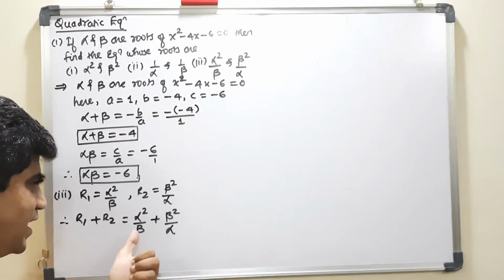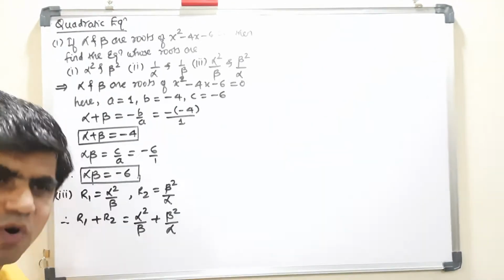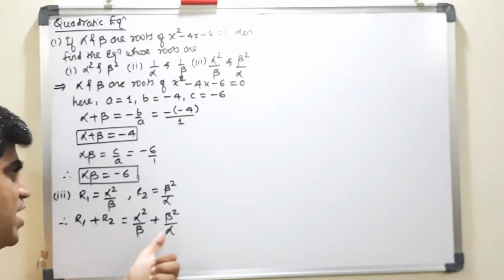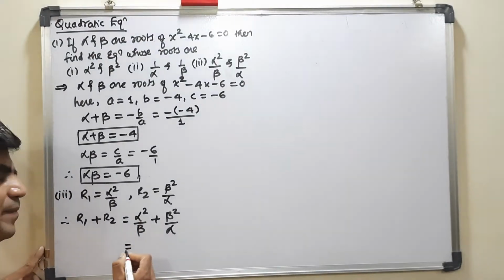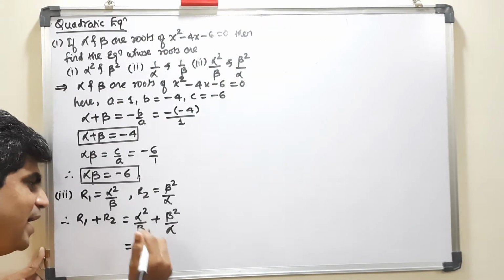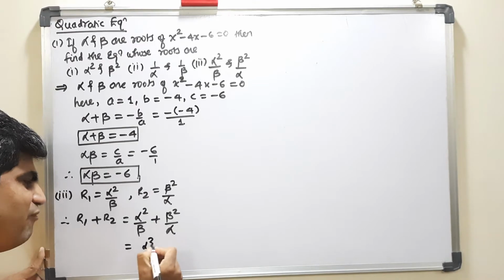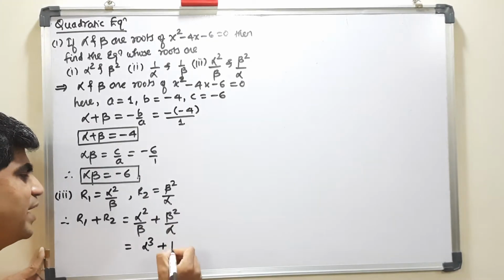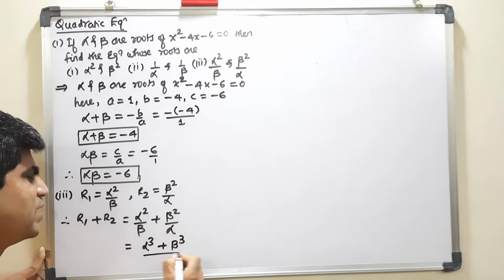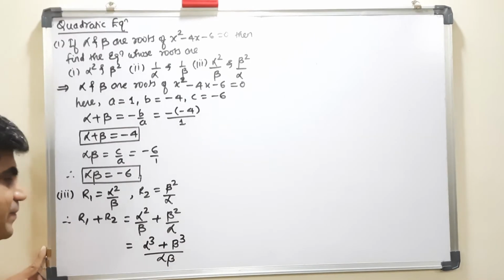Now here you see the denominators are not the same. So if you want to add or subtract, whatever you want to do, you need to make the denominator the same. And to make the denominator the same, you need to cross multiply. So you will get alpha square into alpha, which will become alpha cube, plus beta into beta square, which is beta cube, upon beta into alpha, which can be called alpha beta.